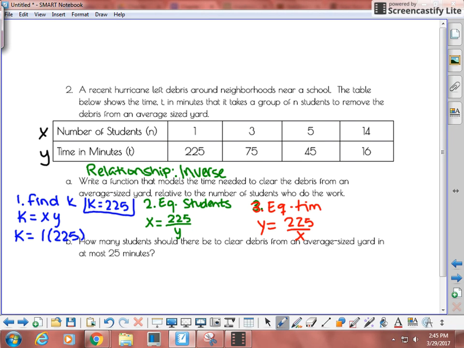Okay, part B of this says how many students should there be to clear the debris for an average size yard in at most 25 minutes? So I'm looking for students. So that means I'm using my second equation, the green equation there. So if I have 25 minutes, I'm going to say x equals 225 divided by 25, and that's going to give me 9. So I need 9 students to do the work in that amount of time.